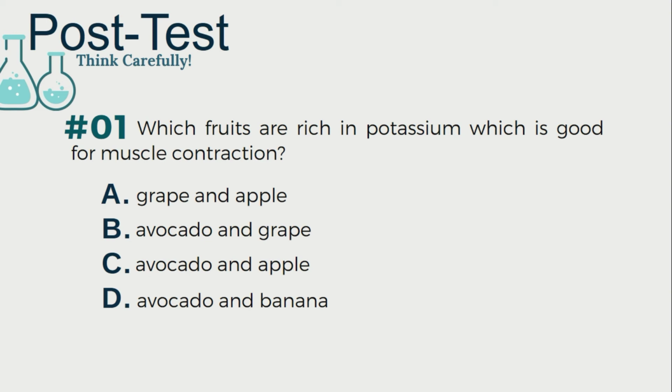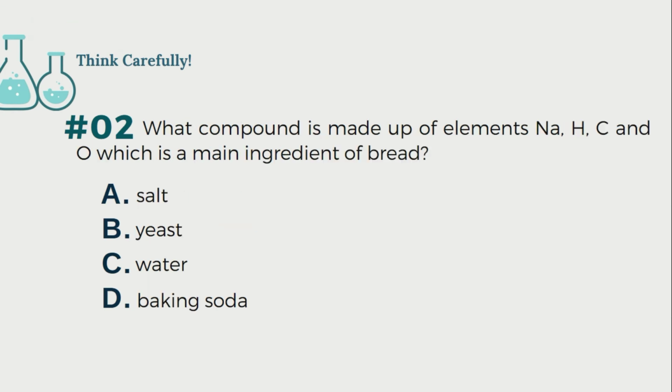Question number 1. Which fruits are rich in potassium, which is good for muscle contraction? A. Grape and apple. B. Avocado and grape. C. Avocado and apple. D. Avocado and banana. Question number 2. What compound is made up of elements sodium, hydrogen, carbon, and oxygen, which is a main ingredient of bread? A. Salt. B. Yeast. C. Water. D. Baking soda.